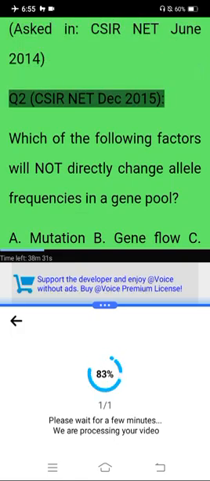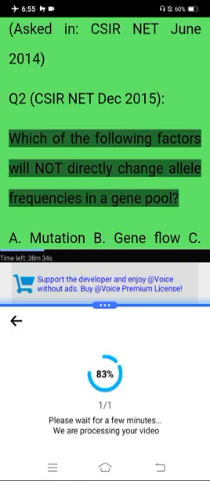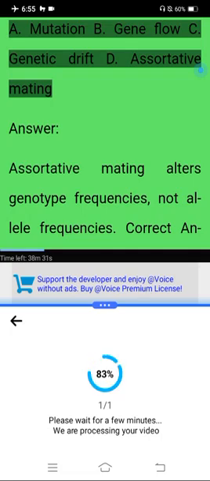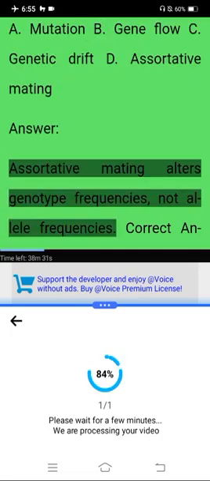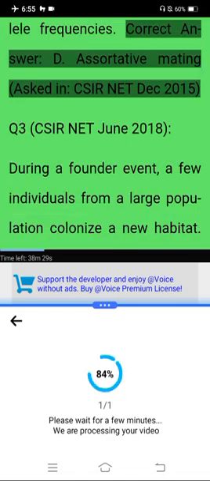Q2, CSIR NET December 2015. Which of the following factors will not directly change allele frequencies in a gene pool? A, mutation. B, gene flow. C, genetic drift. D, assortative mating. Answer. Assortative mating alters genotype frequencies, not allele frequencies. Correct answer: D, assortative mating. Asked in CSIR NET December 2015.